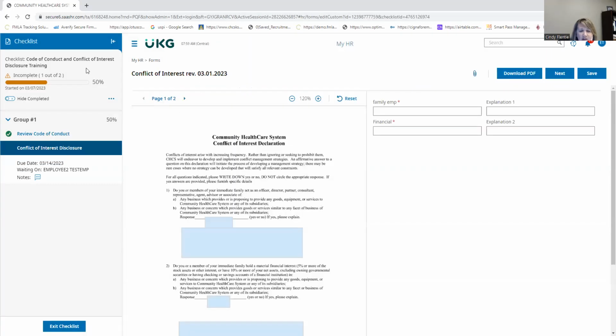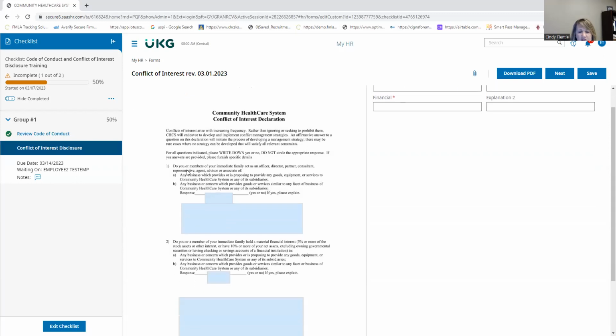Then you notice the next thing that pops up is our conflict of interest form. This should look familiar to everybody who's gone through orientation. Most people would have filled this out on an annual basis. For some of you, it may have been a while since you filled it out, but it is something that we have been doing for a while.